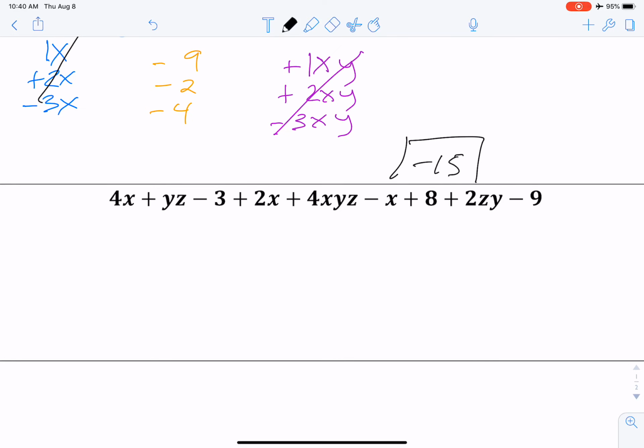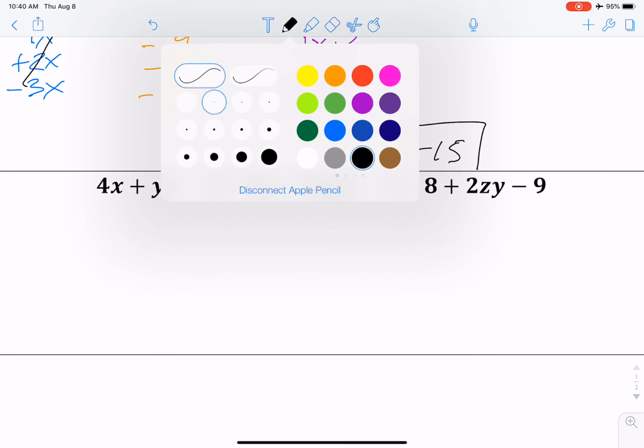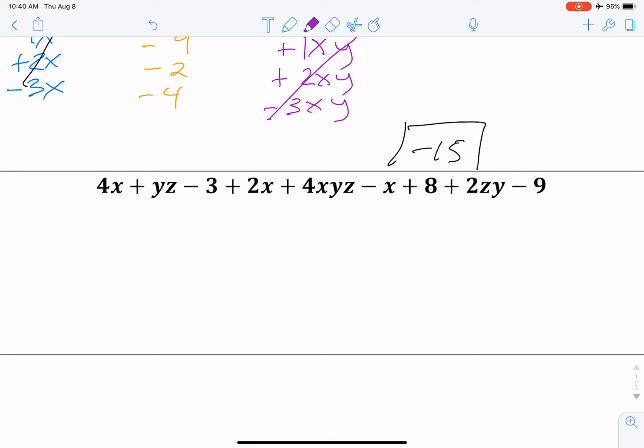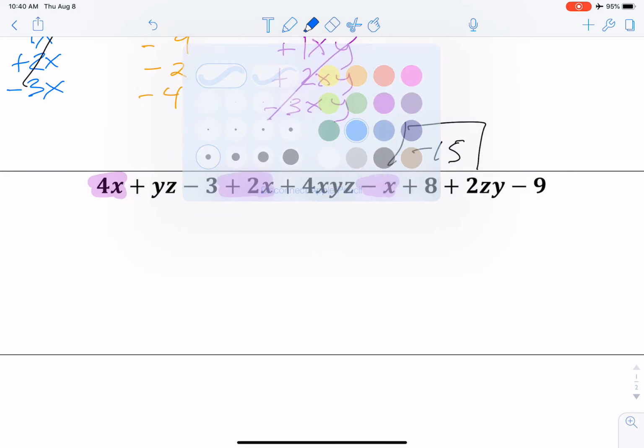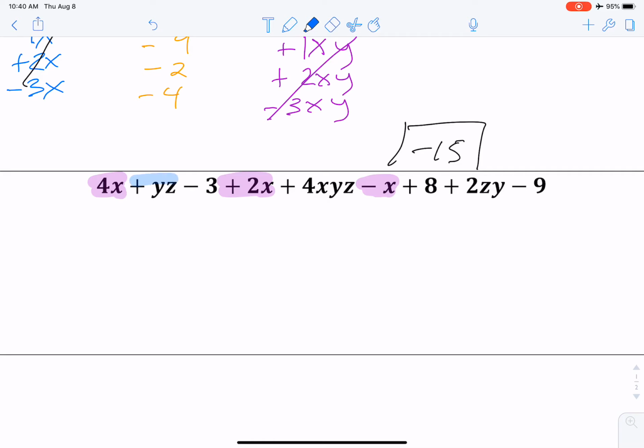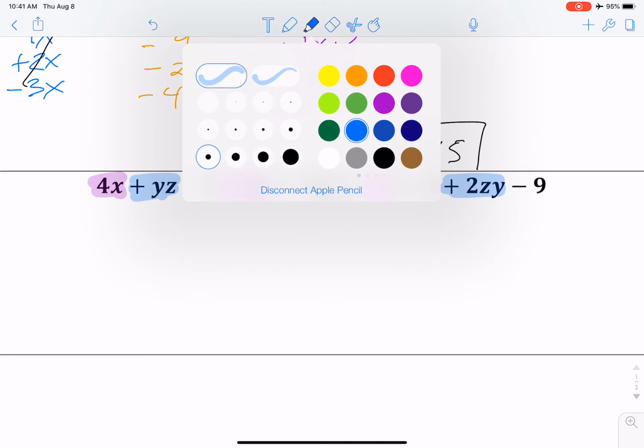All right, last one. Okay, starting with the 4x, we're going to find every term that has an x. So we have a positive 2x, a negative x, and that is all. Then we're going to go to the yz. We have a positive yz and a positive 2zy. And just notice that the order of the letters doesn't matter.